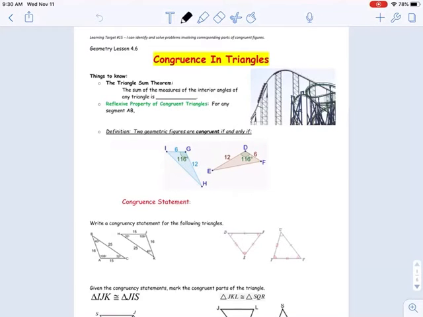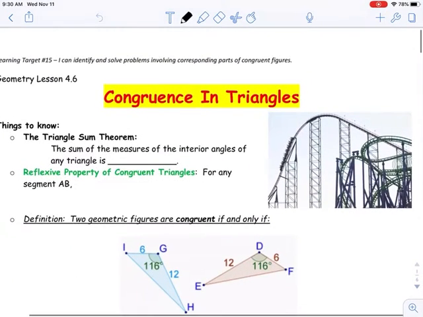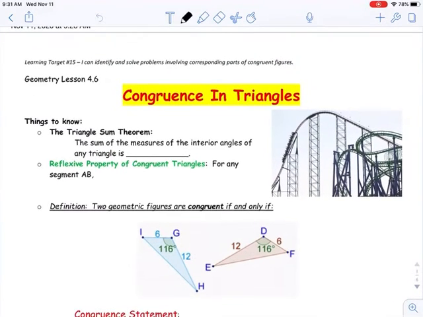What up, students? We're here with congruence and triangles. So we did a bunch of transformation stuff, and remember, all those transformations we did were rigid transformations, which resulted in congruent triangles, or congruent figures, I should say. Now we're going to specifically talk about triangles.